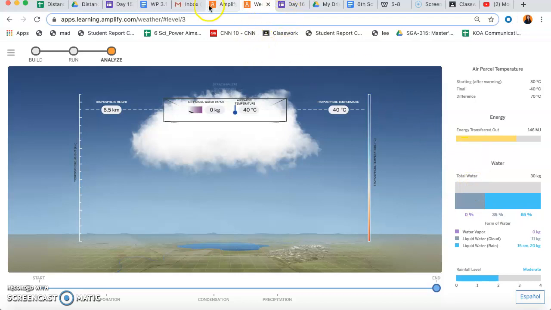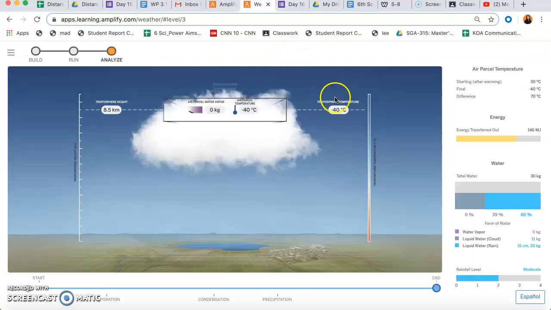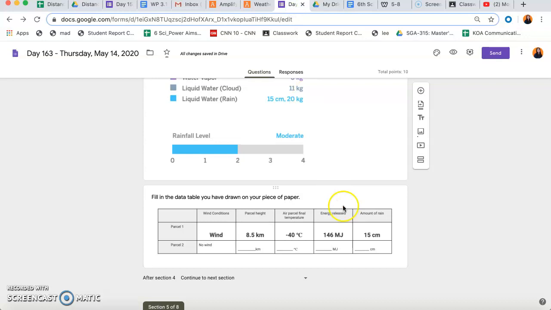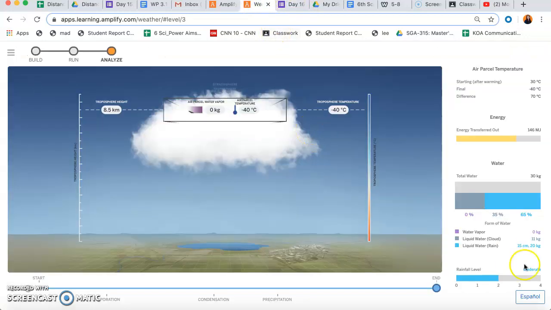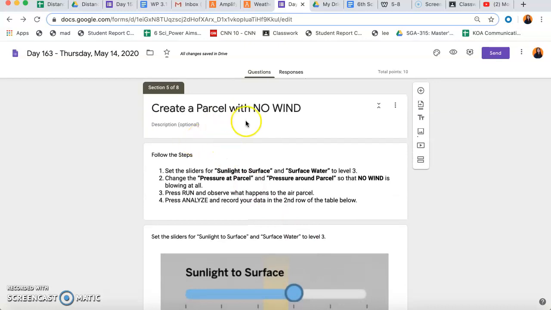Okay, so I'm going to make sure to fill in all my data. The wind conditions for this air parcel was wind. The air parcel height got up to 8.5. The air parcel final temperature was negative 40 degrees Celsius, which matches the surrounding air up high in the troposphere. The energy released was 146 megajoules, and we got 15 centimeters of rain. Okay, a moderate rainstorm. All right, our second mission is creating an air parcel without wind.